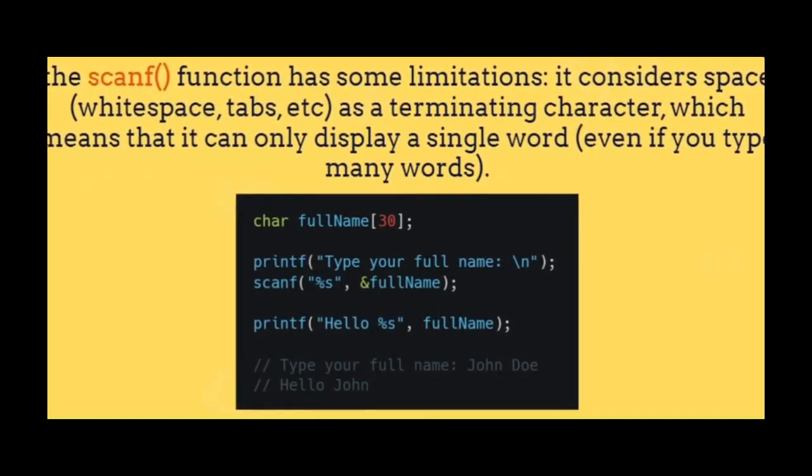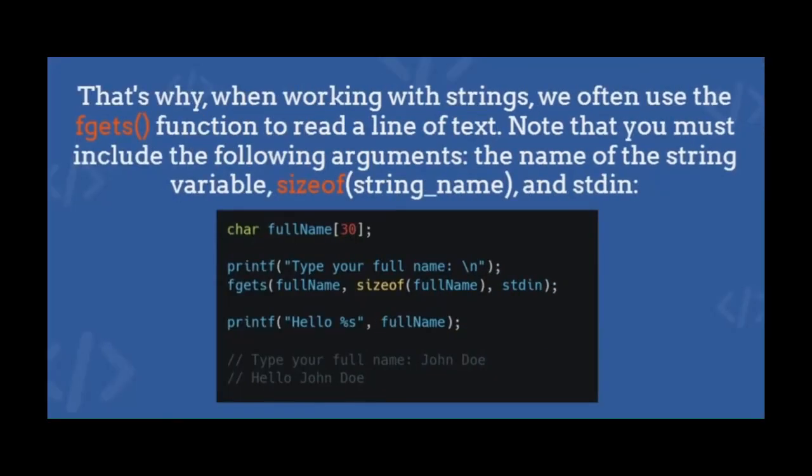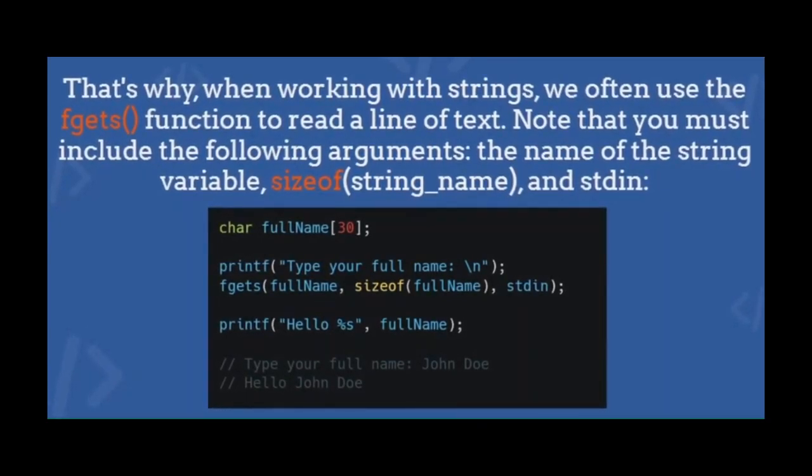It considers space, whitespace, tabs, etc., as a terminating character, which means that it can only display a single word, even if you type many words. In this example, you would expect the program to print John Doe, but it only prints John. That's why, when working with strings, we often use the fgets function to read a line of text. Note that you must include the following arguments: the name of the string variable, sizeof(string name), and stdin. Use the scanf function to get a single word as input, and use fgets for multiple words.